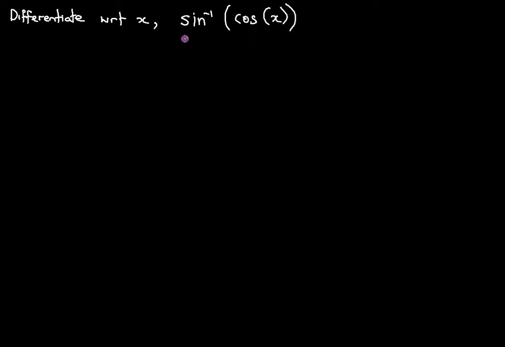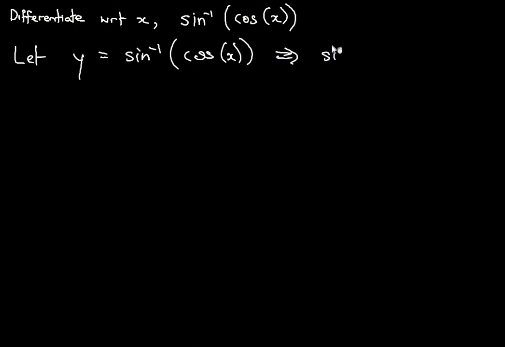This question wants us to differentiate sine inverse of cosine of x. So there are two ways we can do this. We could do this with implicit differentiation by moving the sine over. If we let y equal sine inverse of cosine of x, I could write sine of y equals cosine of x, and then do implicit differentiation.